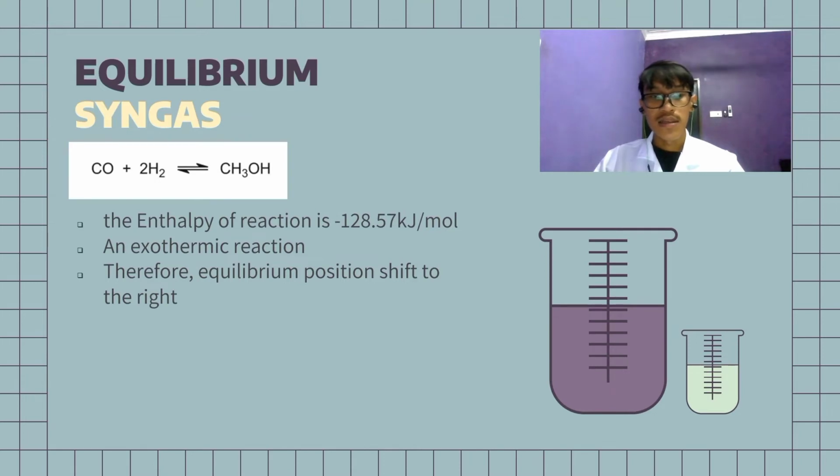Next, about the same gas reaction, CO plus 2H2 will form CH3OH, and the enthalpy of reaction for this reaction is negative 128.571 kJ per mole, and it is an exothermic reaction. So the equilibrium position will shift to the right.